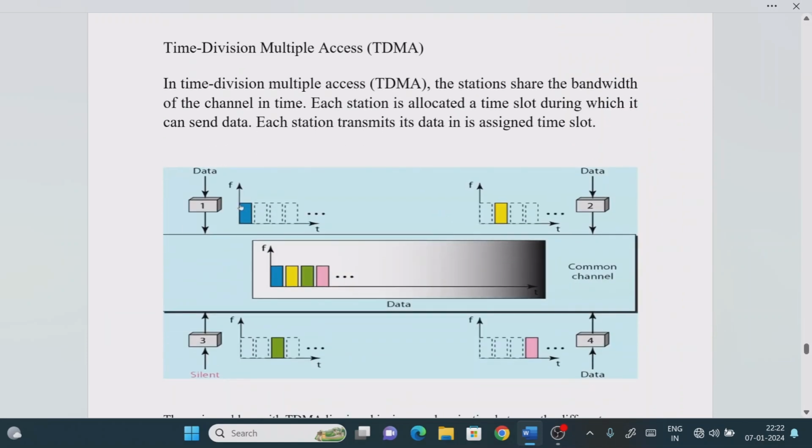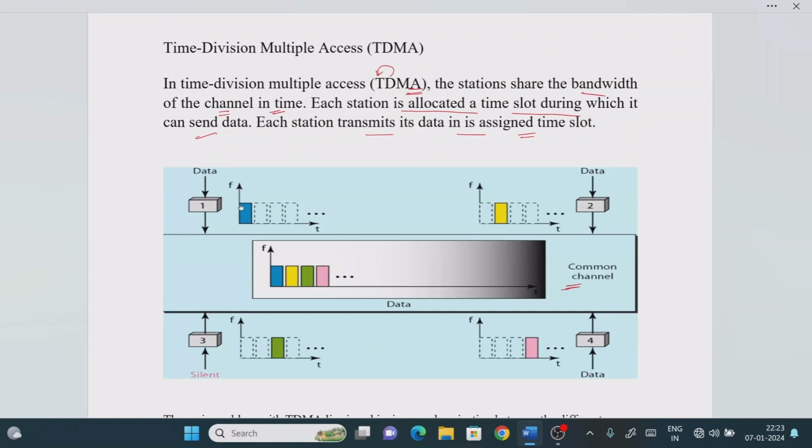Now what is the meaning of TDMA? The 4 acres we are not going to divide; instead each person is going to use it for 3 months, something like this. We have the common channel, and the bandwidth of the channel we are going to divide with respect to time, for the multiple stations. Each station is allotted a time slot during which it can send data. Each station transmits data only in its assigned time slot.